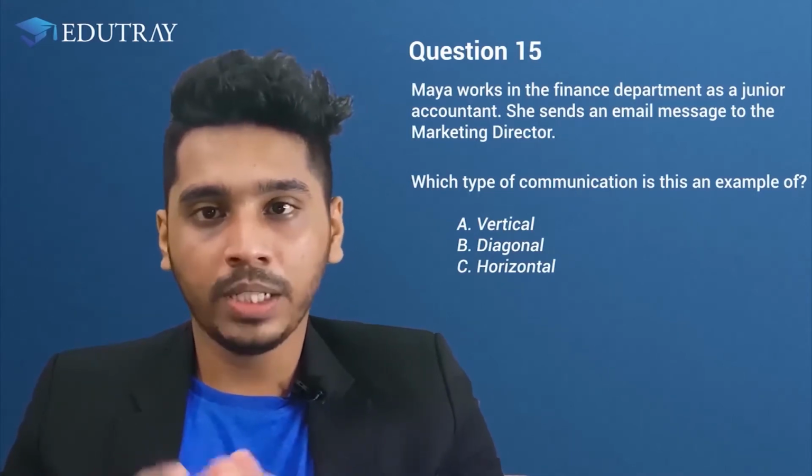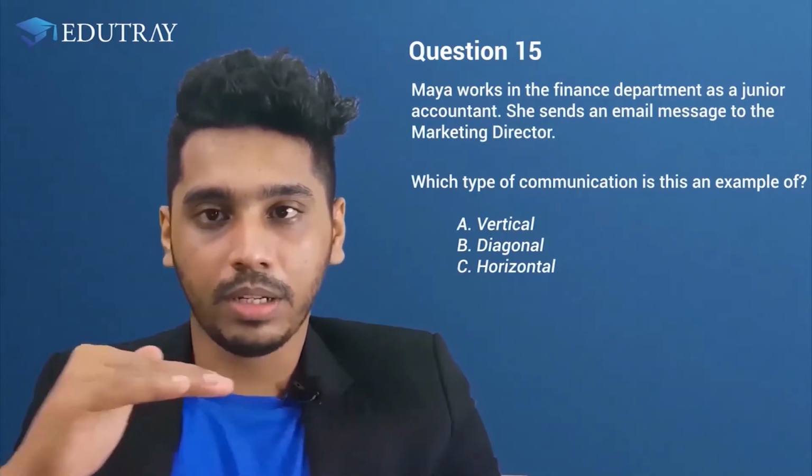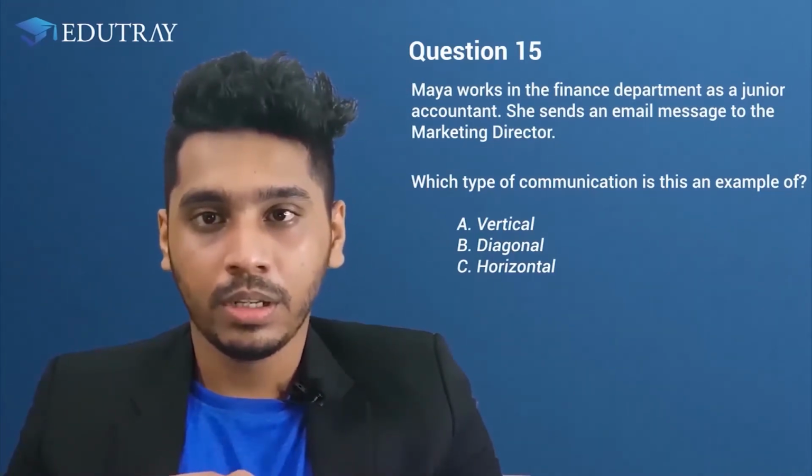In terms of formal communication, you need to be aware it could be horizontal or lateral, same level. Then you have the second one, which is vertical, upwards or downwards, people communicating based on different levels. Then you have diagonal, which is cross-functional communication.